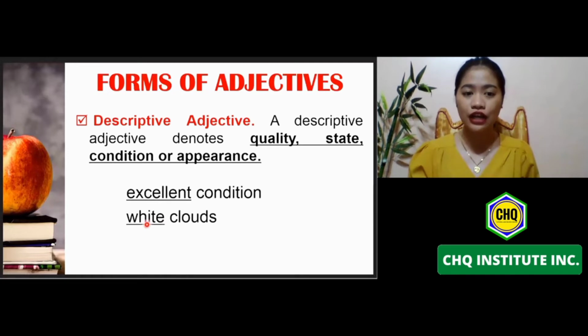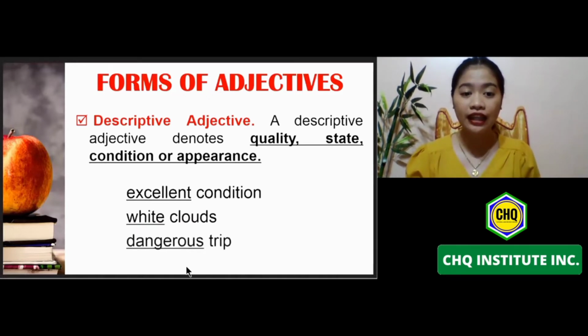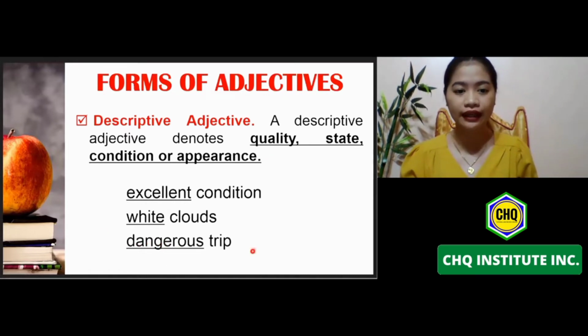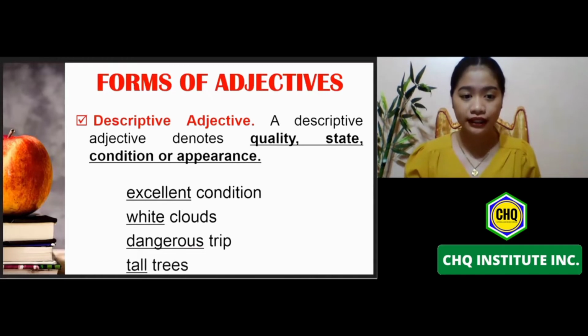So, through the use of this adjective, nagkaroon tayo ng idea na okay, ang clouds pala ay color white because it is being emphasized through the use of descriptive adjective. Next one, dangerous trip. Again, our descriptive adjective is dangerous, and it describes the trip, which is the noun. Next one, tall trees. The descriptive adjective is tall, and our noun is trees. So it describes the physical appearance of the trees.